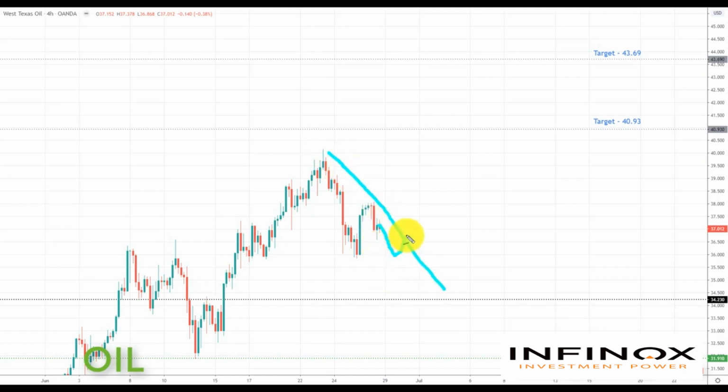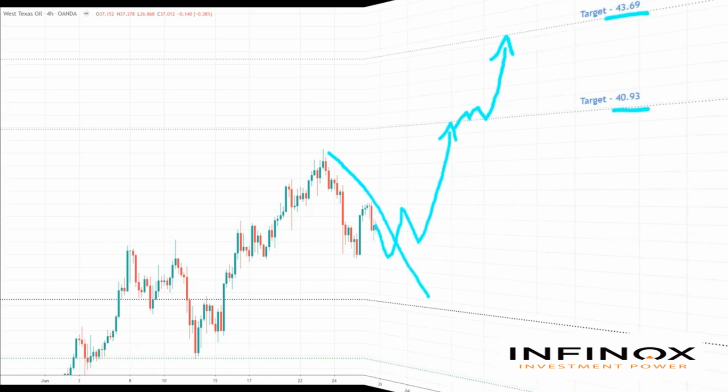And if we get the right kind of bullish setups in this market, if we start to see bullish reversal patterns coming into crude oil, we're going to be looking at initiating longs up towards the next key area of resistance to the upside and the target set, the 40.93, and if we can get a break through here, we're going to be looking up towards the next key area of resistance to the upside and target 2, at the 43.69.